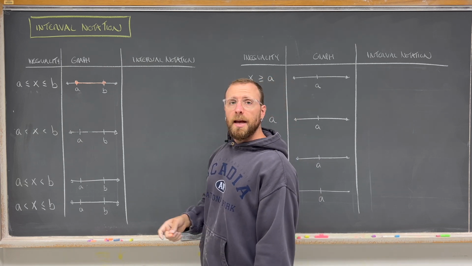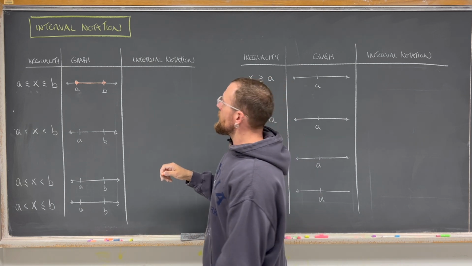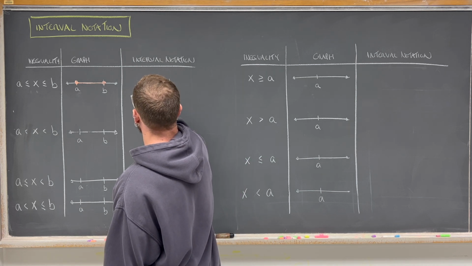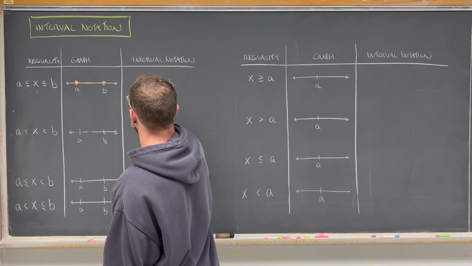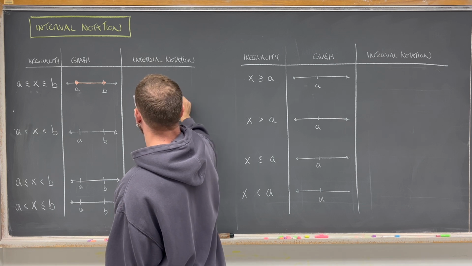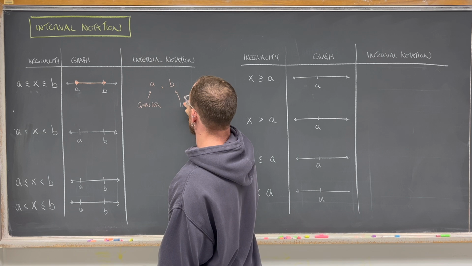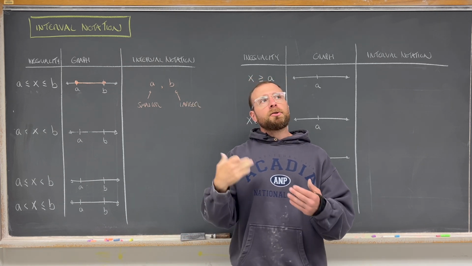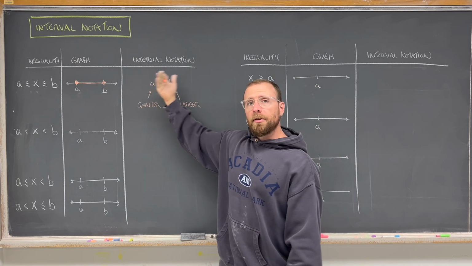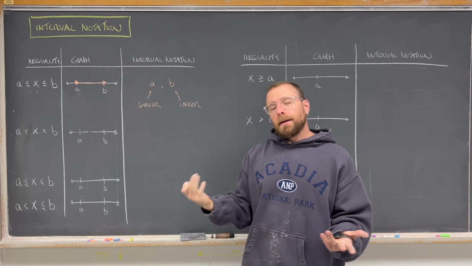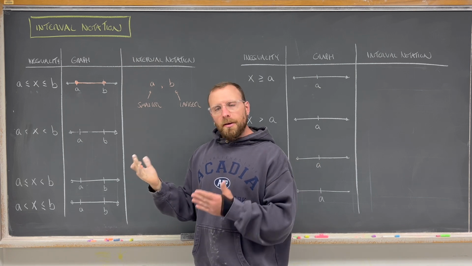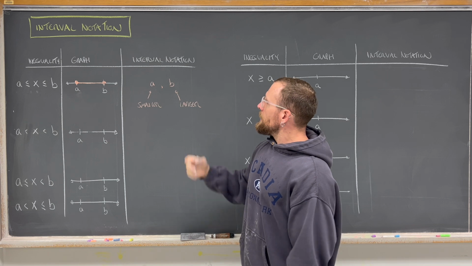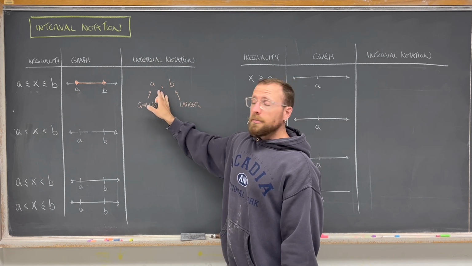And in interval notation, the way that we would write this is we would say, okay, well, it's all the numbers from a to b. You'll notice that I have the smaller number on the left and the larger number on the right. Okay? If I'm thinking of all the numbers from 2 to 3, I have to write 2, 3. I can't write 3, 2. We always put the smaller number on the left and the larger number on the right, with a comma in the middle.